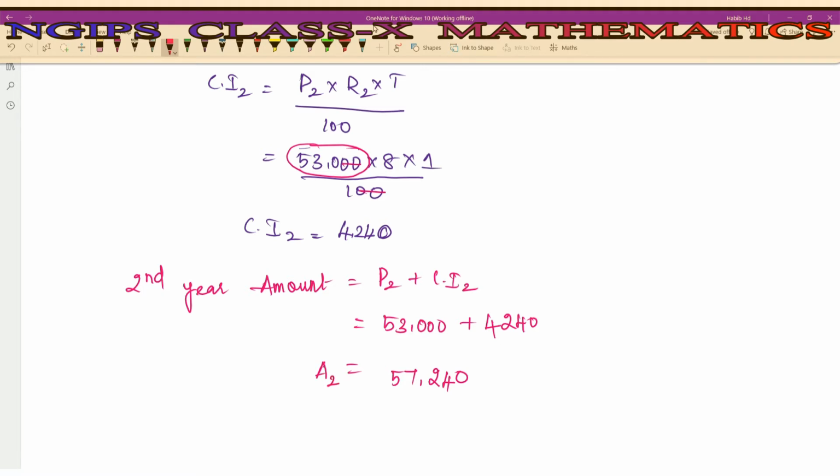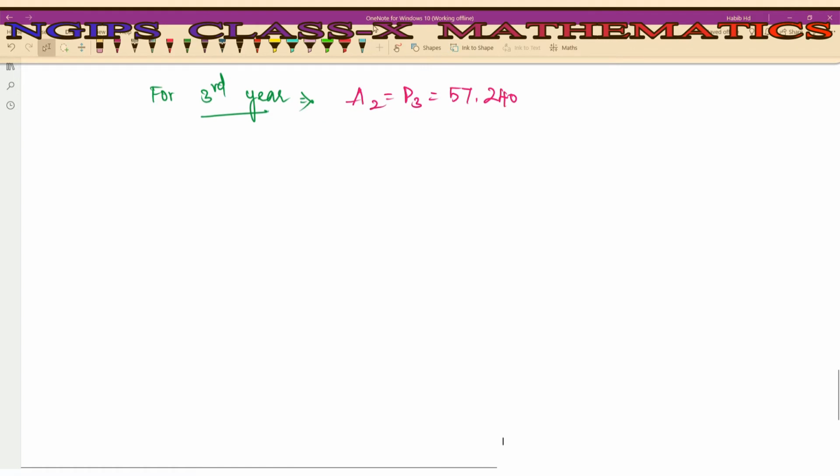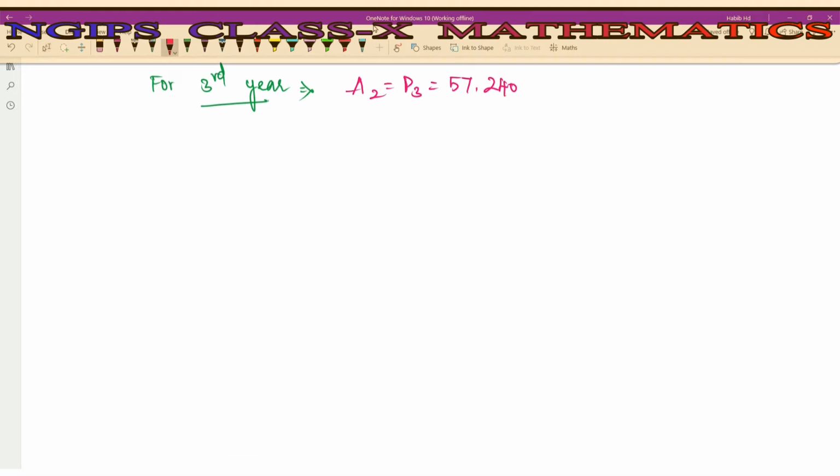Now we need to calculate for the third year. For the third year, the second year amount is carried forward as the third year principal. It is nothing but 57,240 rupees. And the rate of interest we have for the third year is 10%, and the time period is 1 year.